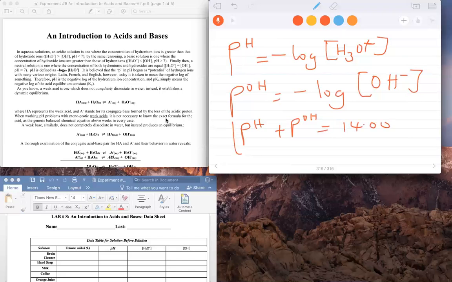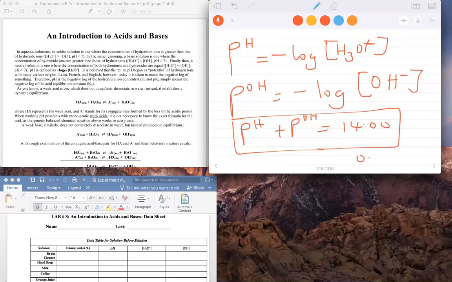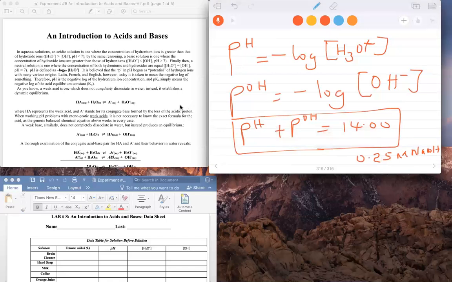14.00. This is an equation you should be able to use to find the pH of a basic solution. For example, if you are given 0.25 molar NaOH and you are asked to find the pH, this is a basic solution. NaOH is a basic solution. The negative log of this value will give you pOH. Then how are you going to find the pH? By making use of the equation in the box to find the pH of the solution.